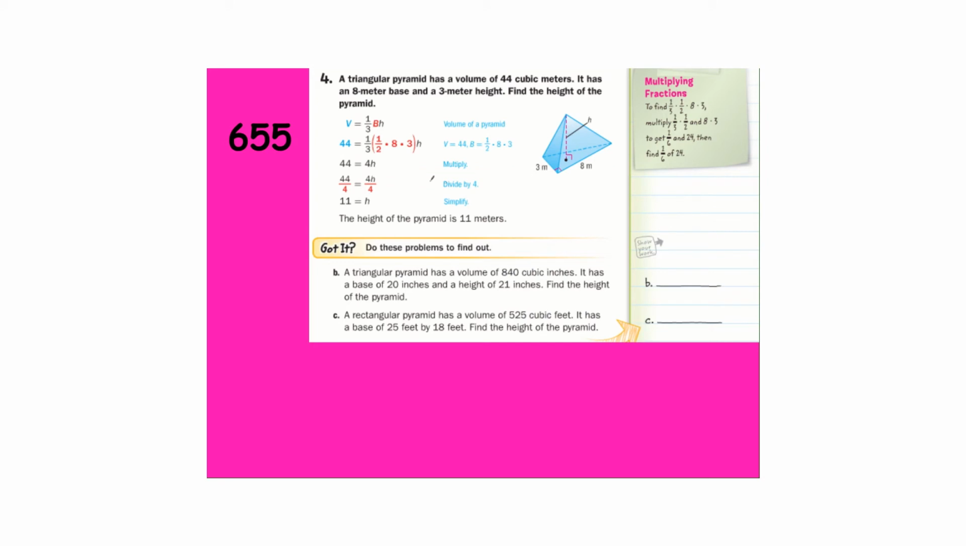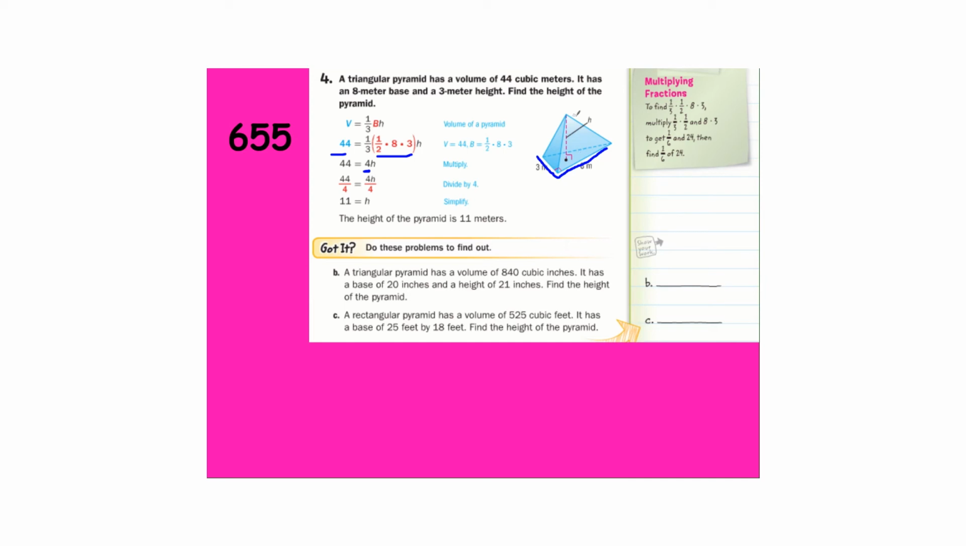So number 4, same thing, has a volume of 44. Now, this one is triangular, so be careful with that part of it. If it's triangular and we have 3 times 8, the area of this base is half of 8 times 3, so that's 12. What's 1/3 of 12? 4. That's where they get this 4. 4 times the height. Divide by 4, the height is 11.